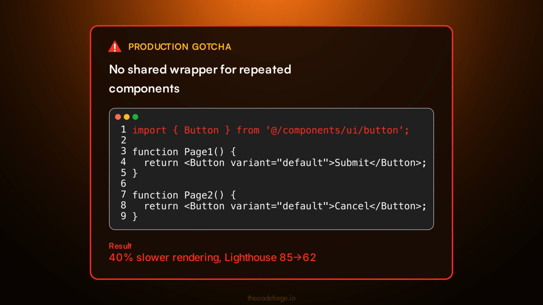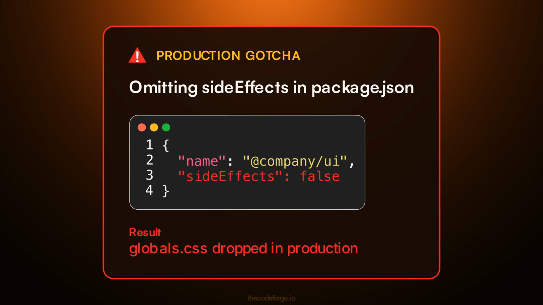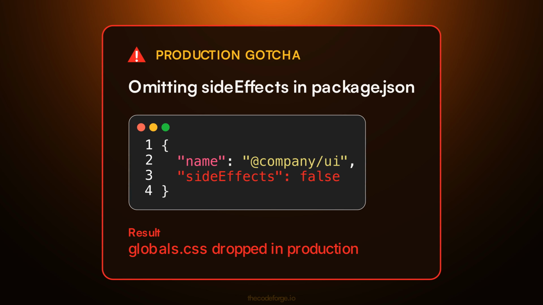Each page imports the raw Shadcn button directly, duplicating logic. The fix is to create a shared wrapper and import from there. A team published their UI library without the sideEffects field. Development builds looked correct, but production builds tree-shook globals.css away, leaving every component unstyled. It took 6 hours to diagnose.